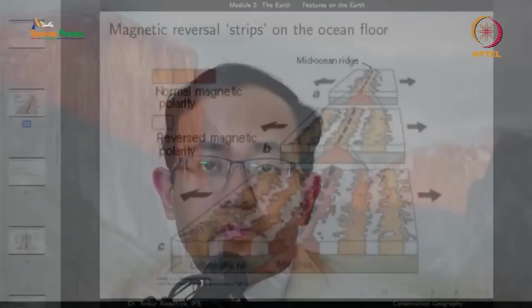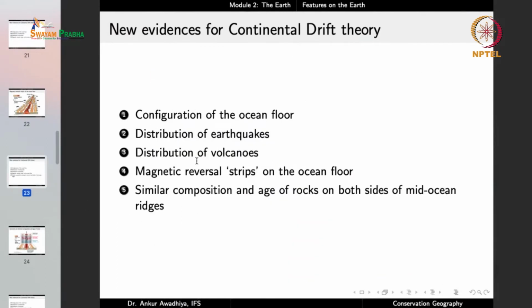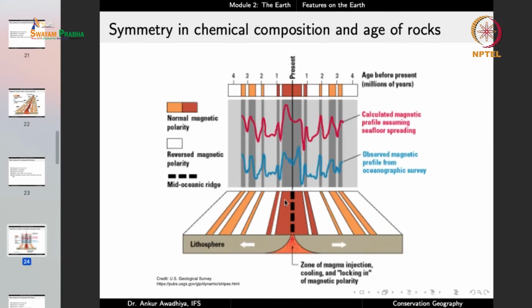Now in different locations on the ocean floor, we found that there are places that show normal polarity and there are places that show the reverse polarity. And maps for these locations were also made. One other thing that was found is that there is a similar composition and age of rocks on both sides of the mid-ocean ridges. Meaning that if you have a ridge like this at this location, then on both the sides you find a symmetrical arrangement.